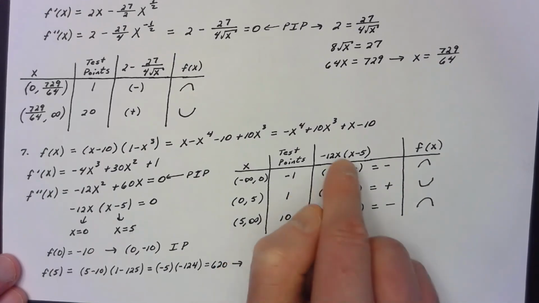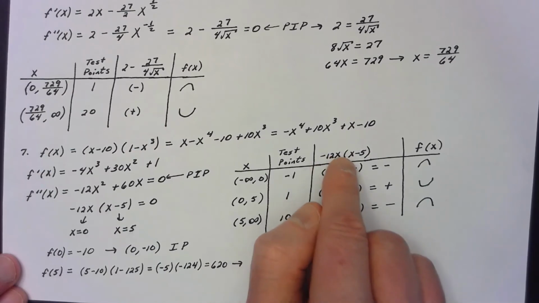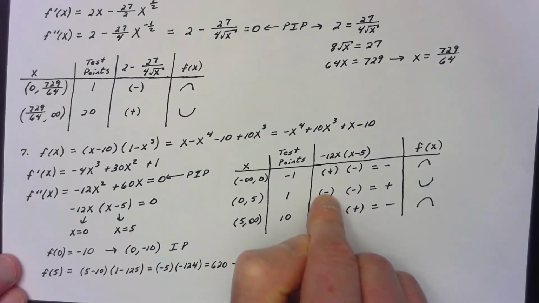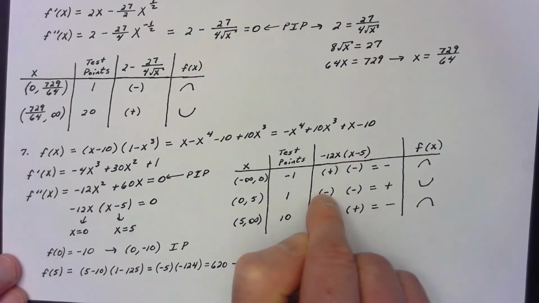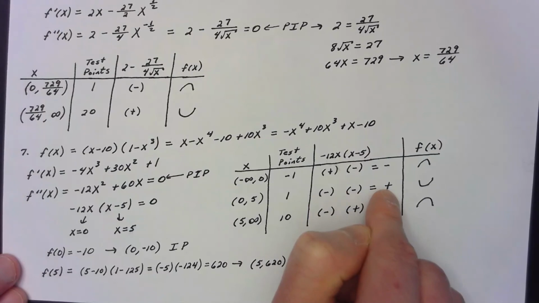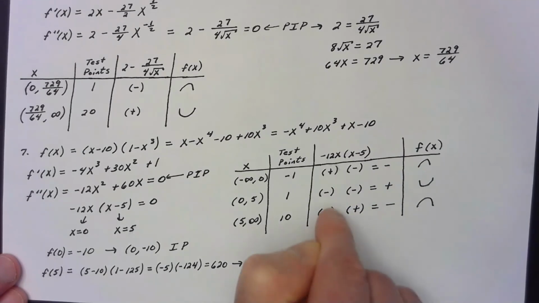Now, when I plug in a 1, my first factor, negative 12 times 1, is a negative. My second factor, 1 minus 5, is a negative, but we know the product of two negatives is a positive. Thus, the second derivative is positive, which means our original function is concave up.